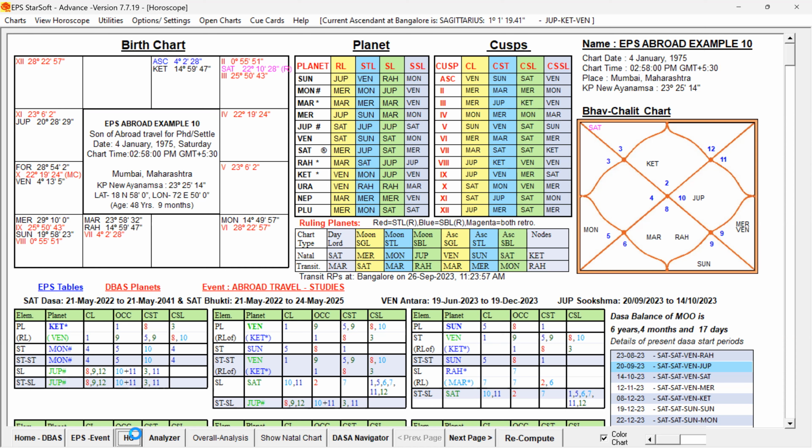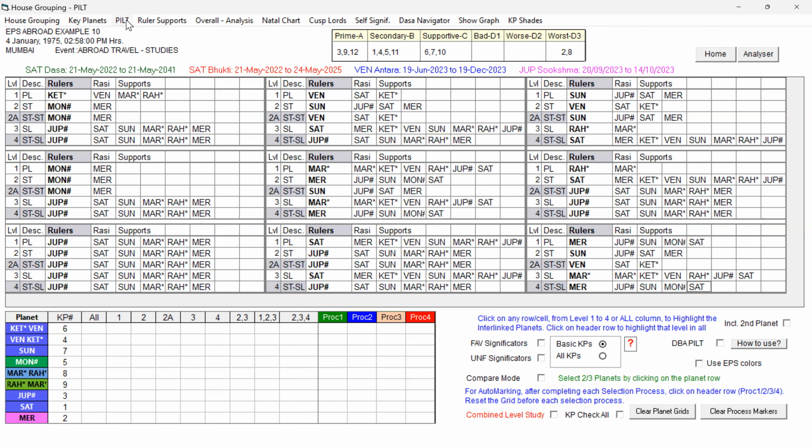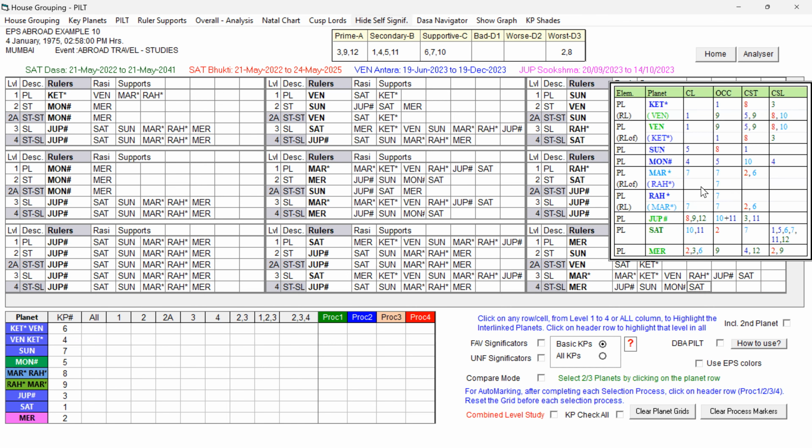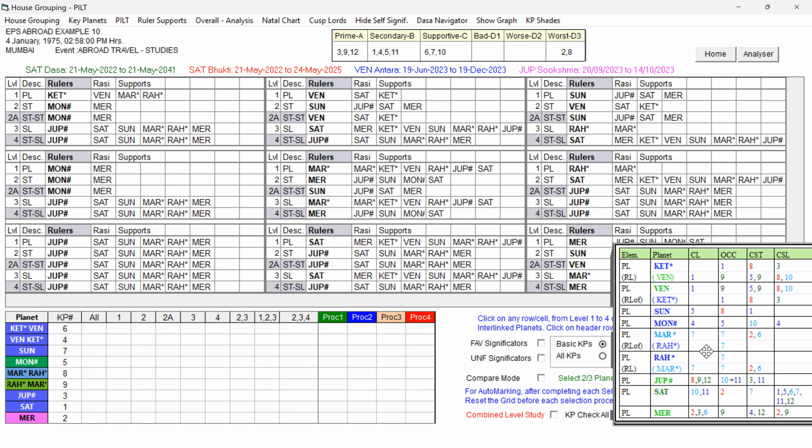In the previous video itself, while we were doing the EPS analysis, we had given the respective colors for the planets as per our study on the self-significations. Now we are on the PILT table. In the PILT table, you can see the key planet shades have been given by the software itself as per the program. But we can also make use of these key planet shades, or we can use our self-significator colors, which we have manually given. So I am using this one, and we can use this one.